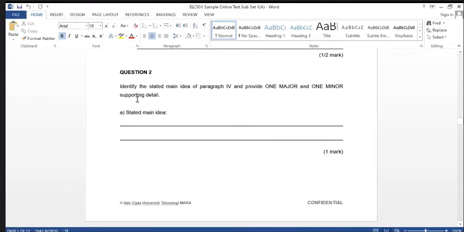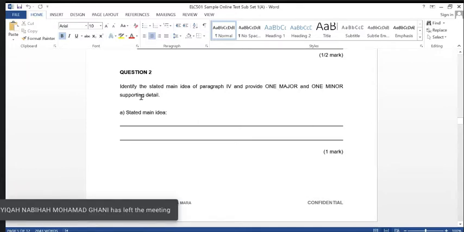Now, stated main idea, I've dealt with this in my seminar 2. I've spent a long time talking about main idea. Okay. All right. So what I have covered, I'm not going to deal with for a long time. But these two, major and minor supporting details, I've not taught you. What are the differences between the major and the minor?